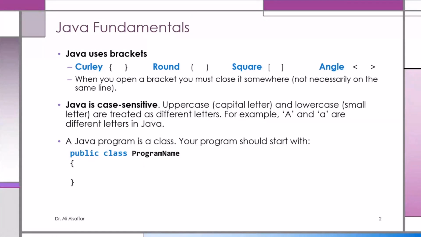But for easy reading, we'd like to put each open bracket and closed bracket on a separate line. Anything you write between these brackets will be the content of the class. So anything you write in between will be like a group of lines that belongs to this group. And this group belongs to the class.